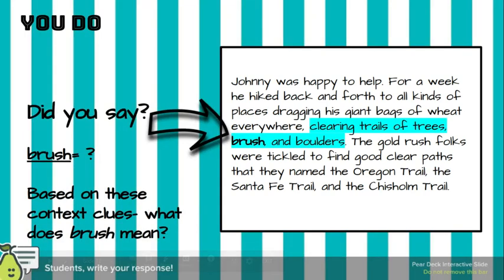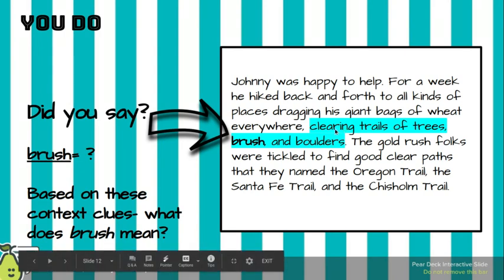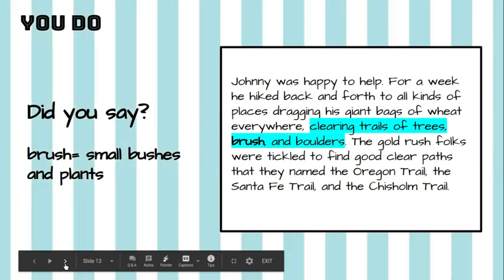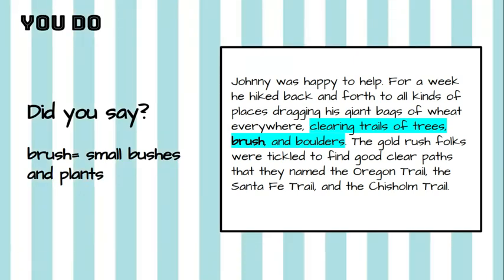All right, after going back and looking for context clues, you may have written down the clues: clearing trails of trees, brush, and boulders. That clearing trails of trees and boulders lets you know that we're referring to something outside. So if we are referring to something that's outside that has to be cleared away, we are probably thinking about what? Did you say small bushes and plants? If so, you are correct.